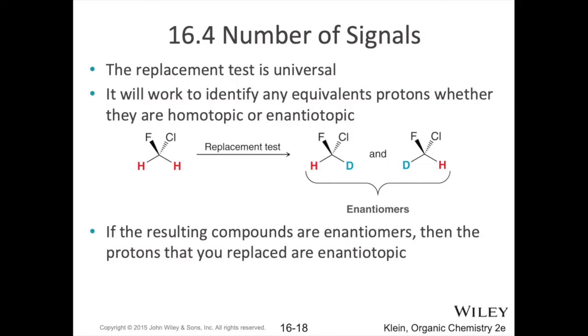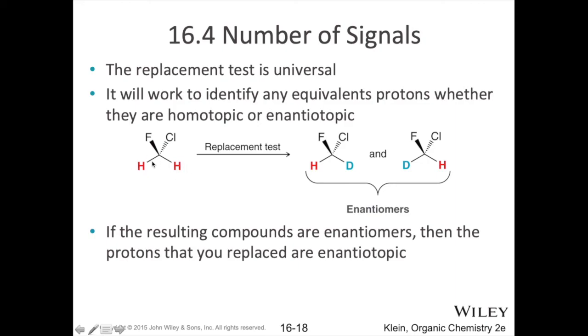In this case, though, the difference is in the replacement test. Here we're going to swap out the hydrogen on the right to get this molecule, and swap out the hydrogen on the left to get this molecule. Now, instead of these two molecules being identical, as in the case of homotopic protons, here we have two enantiomers. If these are four different atoms now, these carbons are chiral centers, and these two molecules are non-superimposable mirror images, or enantiomers. So that tells you that the two hydrogens we originally had are enantiotopic.